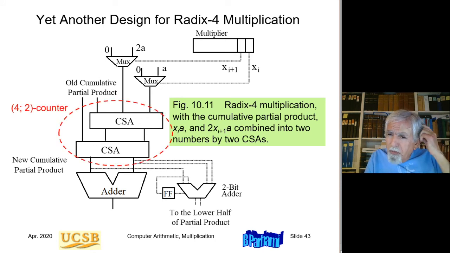So there's 2 levels of carry save adders. Basically, it's an implementation of 4-2 counters. There are 4 inputs coming in and 2 outputs going out at the bottom. So we can use a bunch of 4-2 counters to implement this instead of 2 carry save adders. And 4-2 counters tend to be faster than 2 levels of carry save addition.